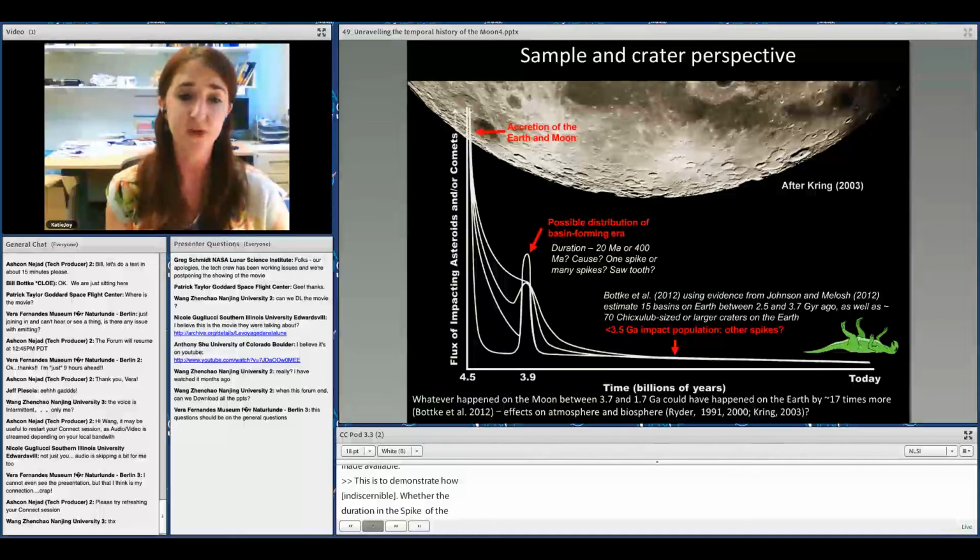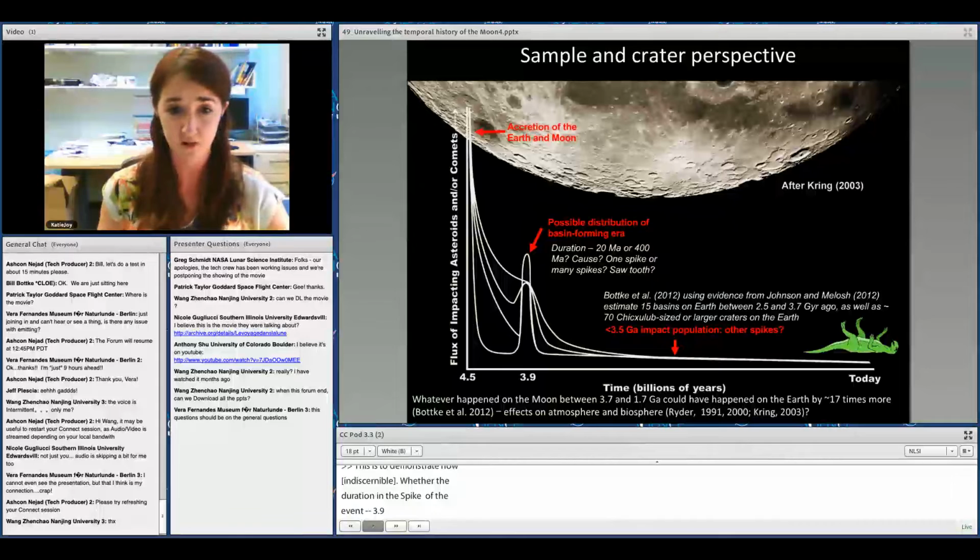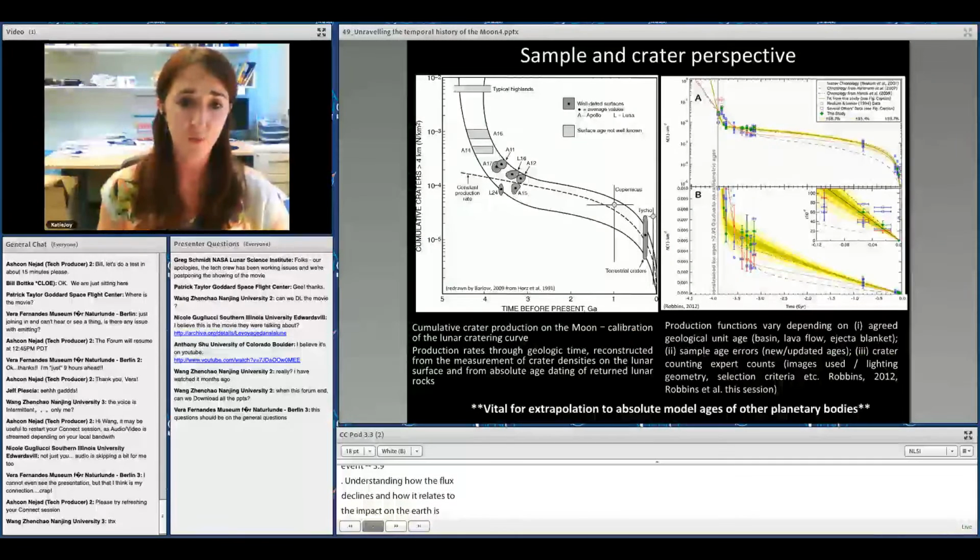And then understanding how this flux declines back to the past 3.5 billion years and how this relates to impact processes that could have affected the Earth is incredibly important as well. So these are big topics that we want to be able to understand. To relate this to the wider perspective in trying to calibrate some of these issues a bit more, there's an upcoming talk by Stuart Robbins later on in the session that I think is going to address this in a bit more detail.